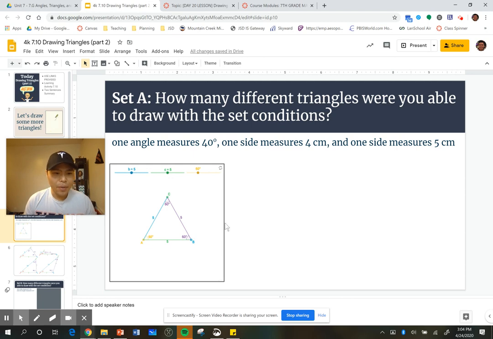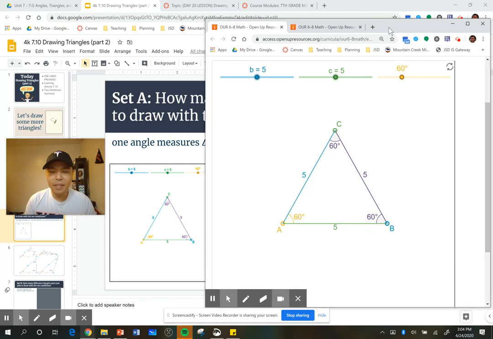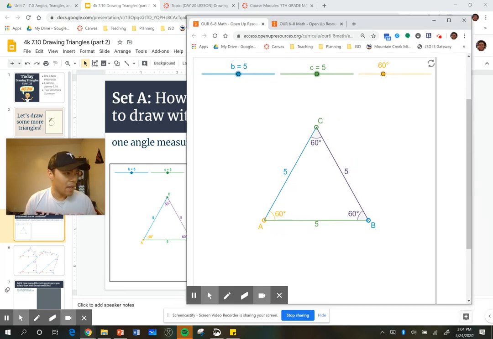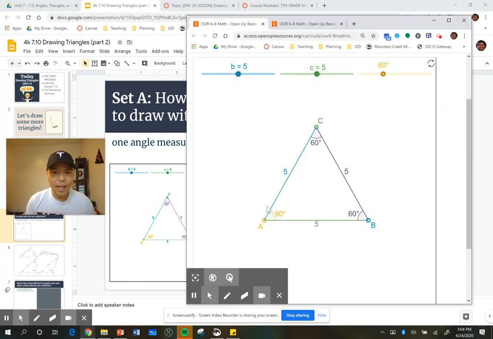Remember, unique triangle usually means there's one and only one triangle with the situation. All right, so go ahead and get this activity out. This should be the link right here. We're going to see how many different triangles we can draw with the set conditions. The condition we want is one triangle that has an angle measure of 40 degrees, one side 4 centimeters long, and one side measuring 5 centimeters long. I'm going to pause this video. Again, I want you to go to this link and do this activity right now.